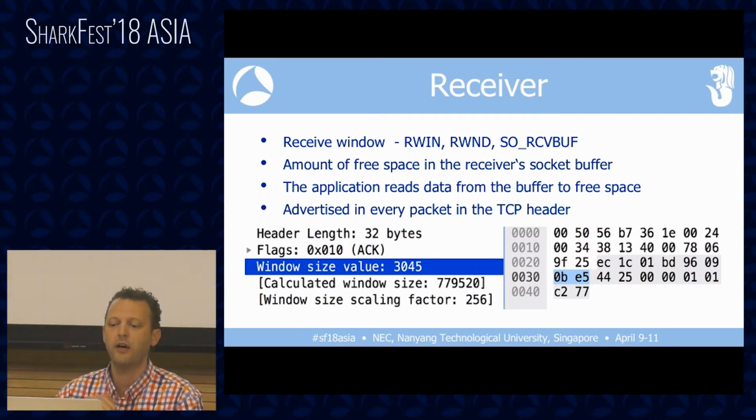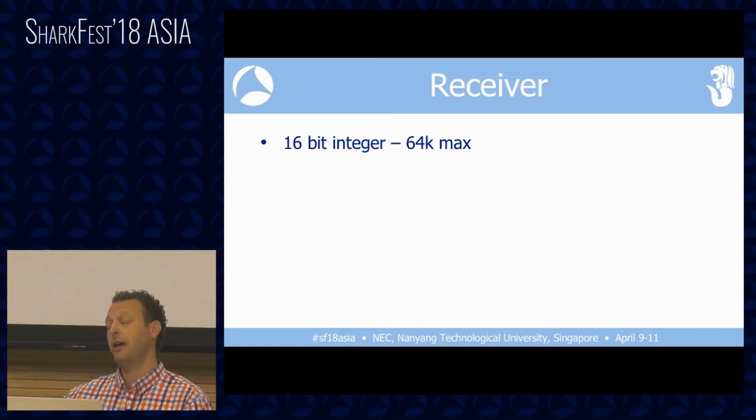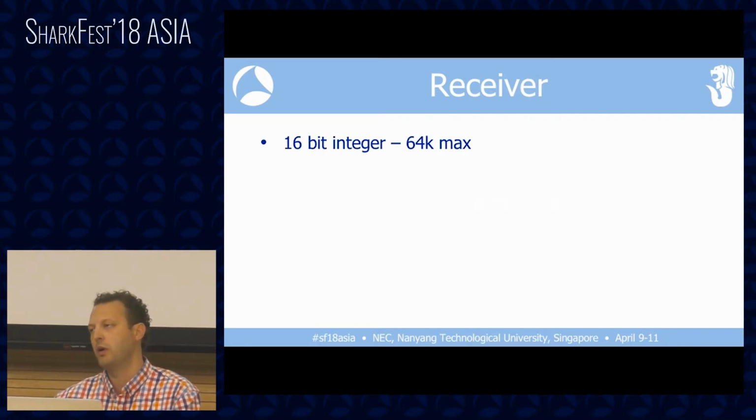So window size value, it's right there in the payload, in the TCP header. You can see it. It's 16 bits. That's 64K max. Back in the day, 64K was plenty, right? The BDP for connections between two hosts might have been plenty. But today, it's not. You cannot fill the pipe. You might have a BDP of much higher than 64K. So if your receive window is limited, you'll never be able to fill the pipe.